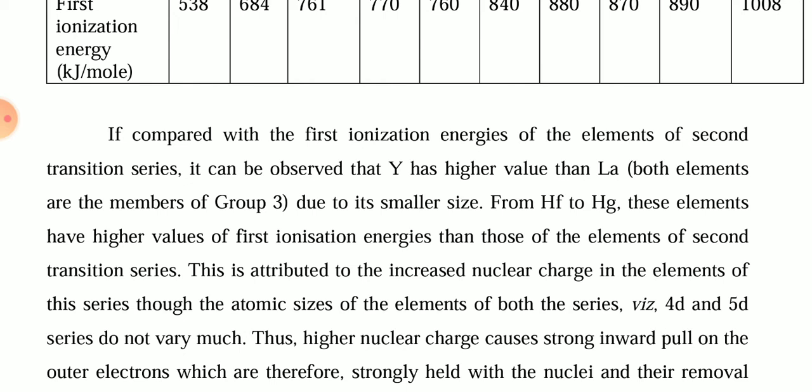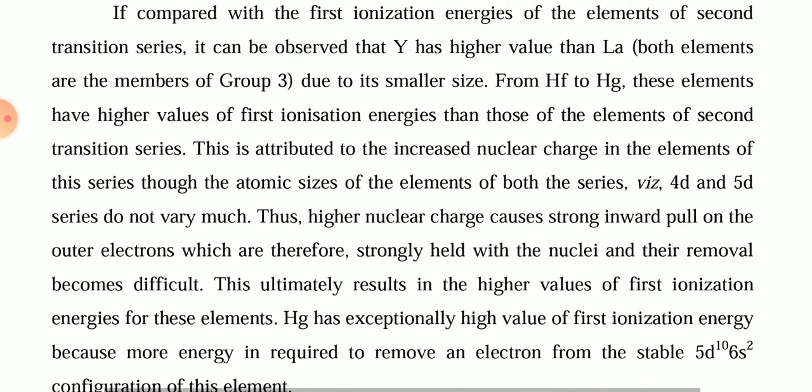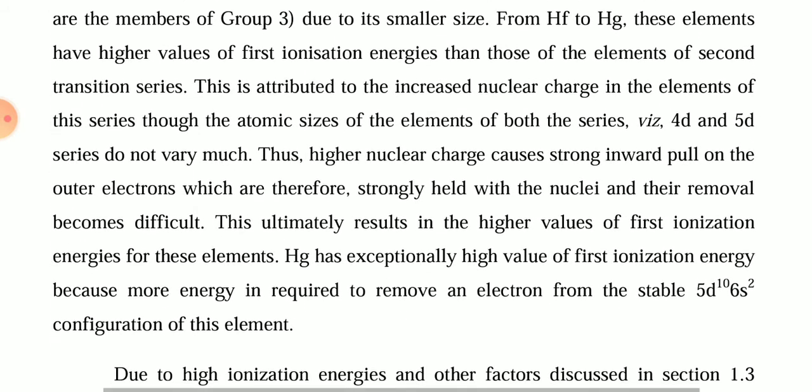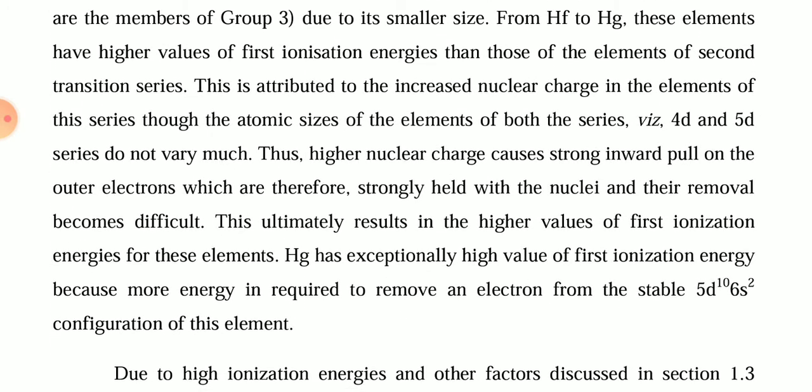From hafnium to Hg, these elements have higher values for the first ionization energy than those of the elements of the second transition series. The ultimate result is a higher value of the first ionization energy for those elements. Hg has an appreciably high value of the first ionization energy because more energy is required to remove an electron from the stable 5d10 6s2 configuration of this element.